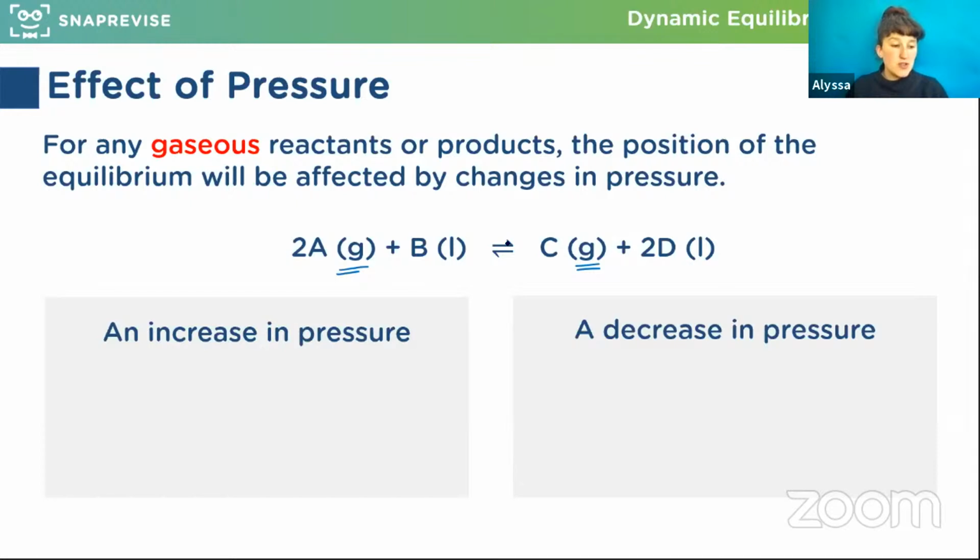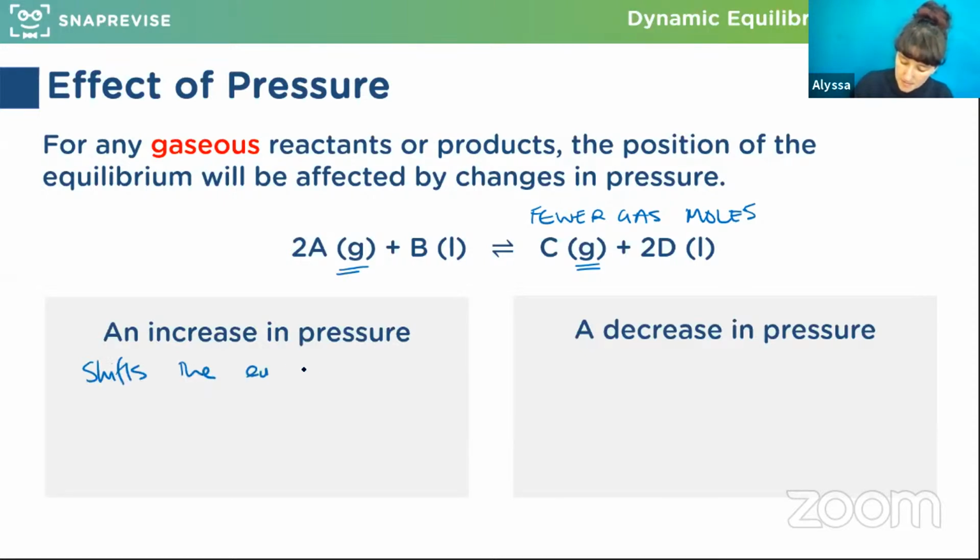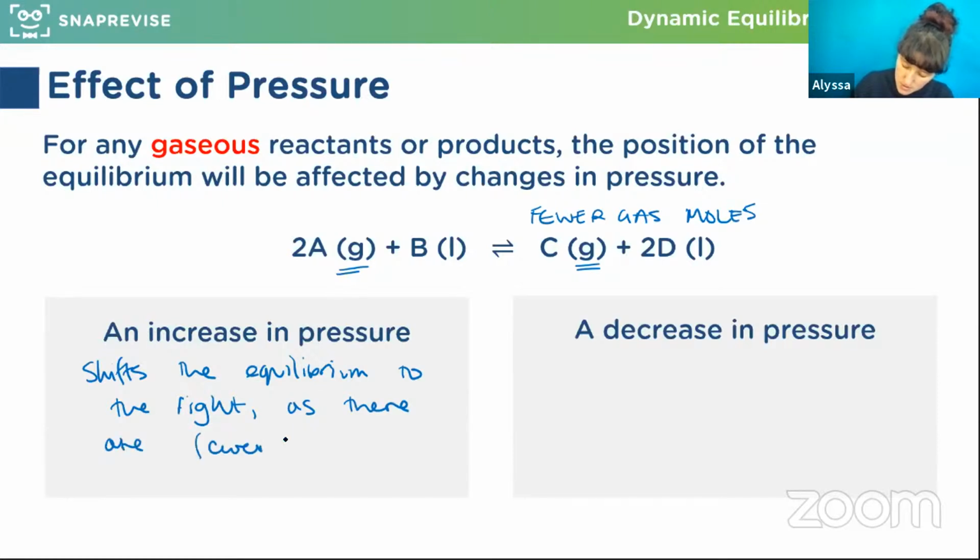Good. We're going to the side with the fewer gas moles. Brilliant. We look for the side with the fewer gas moles. And in this case, it is the right-hand side. So if our right-hand side has fewer gas moles, then if we increase the pressure, the system is going to move to produce more of the side where there are fewer gas moles. So this shifts the equilibrium to the right as there are fewer gas moles.